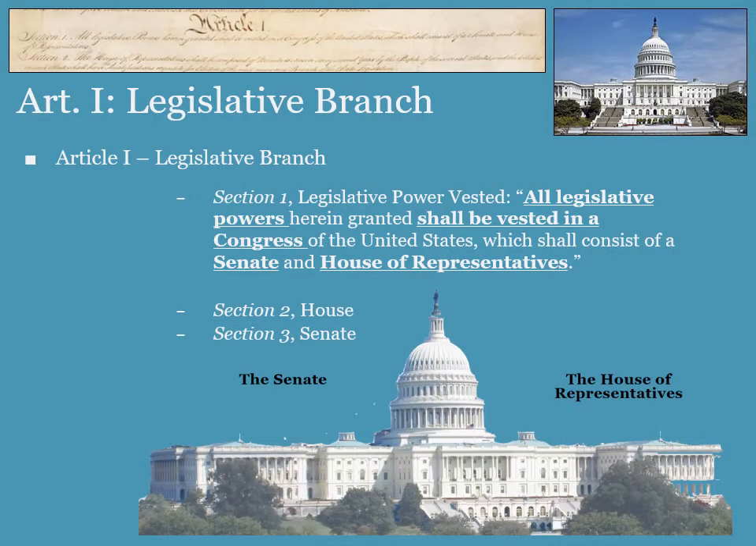First up is Article 1, which creates the legislative branch. Section 1 of Article 1 states very clearly that all legislative powers are vested in Congress, and that Congress is 2 houses. That is known as a bicameral legislature. Section 2 sets forth requirements for the House of Representatives, and Section 3 does the same for the Senate.